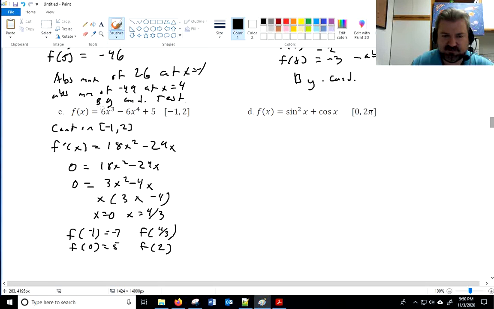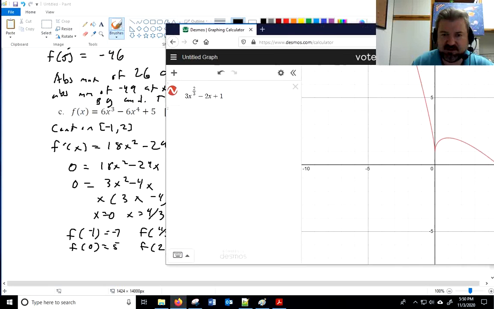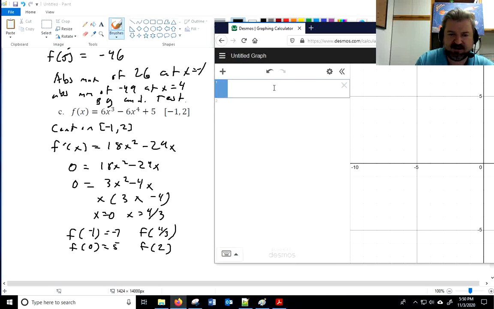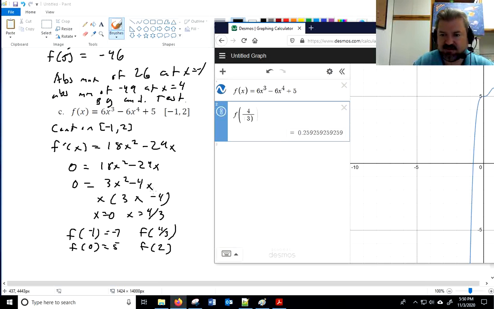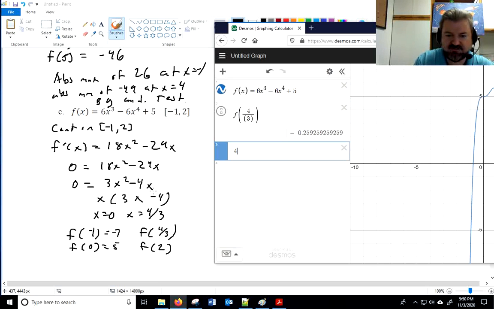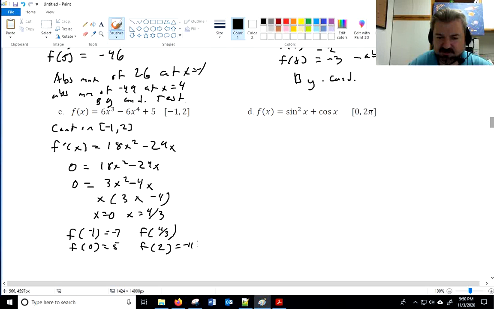F of 2, that would be 8 times, that's 48 minus, oof. So we're going to use a calculator for the 4/3 anyway. You would never have to be crunching stuff this bad. So I'll just say f of x is equal to 6x cubed minus 6x to the 4th plus 5. And we'll say f of 4/3. What is that? Okay, that's all right. And we've got f of 2 we thought was going to be pretty big numbers as well. -43. So this was a -43. And the other one was, let's see here, 0.259.